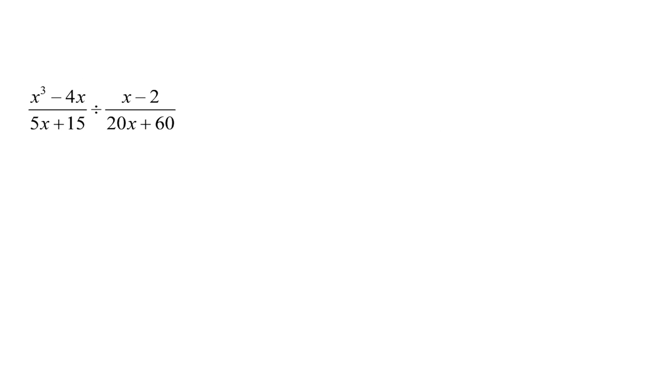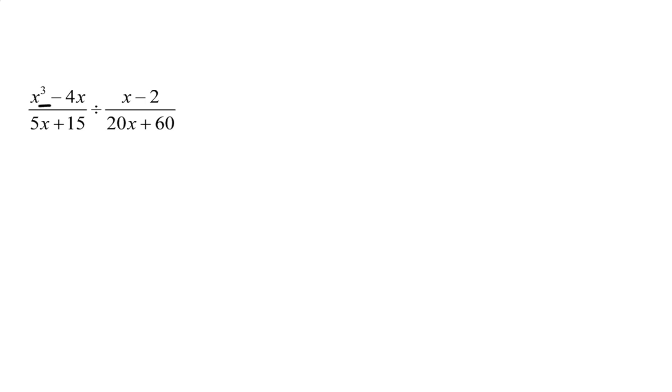Here you go. x cubed minus 4x divided by 5x plus 15, divided by x minus 2 over 20x plus 60. So I suggest stop, give it a try, see what you come up with, and then we'll do it together. All right, so hopefully you came up with the right stuff. Here's what I would look at doing.